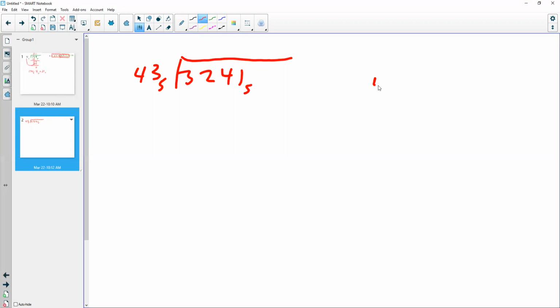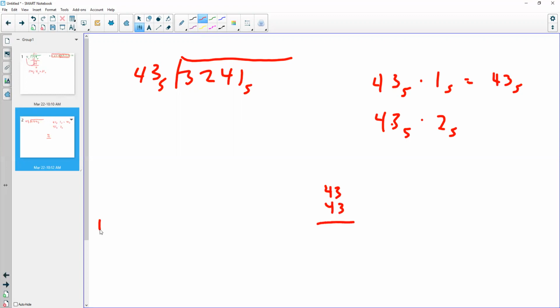So I know that 43 in base 5 times 1 in base 5 is just 43, right? And then I'm going to do 43 in base 5 times 2 in base 5. Well, I'm going to do that off on the side. It's really just 43 plus 43.